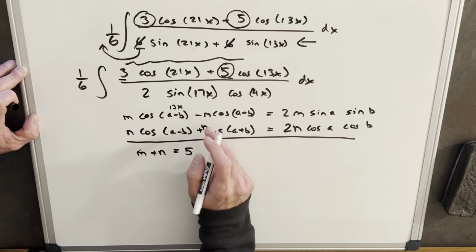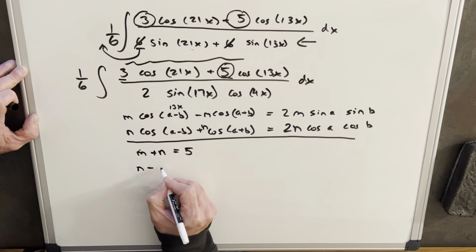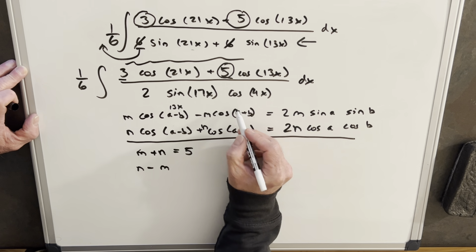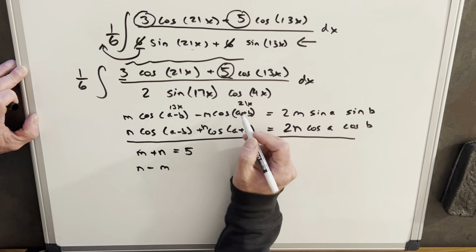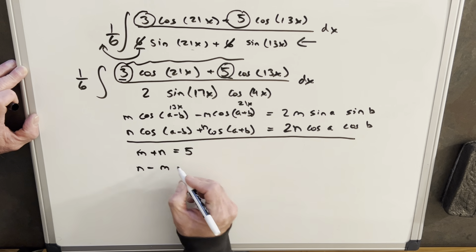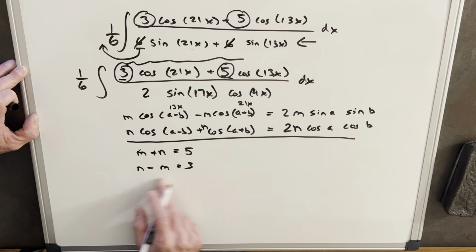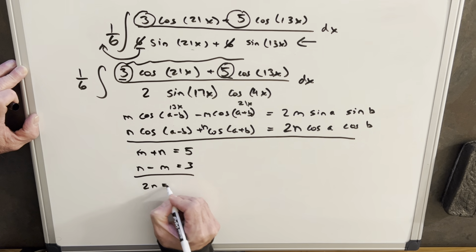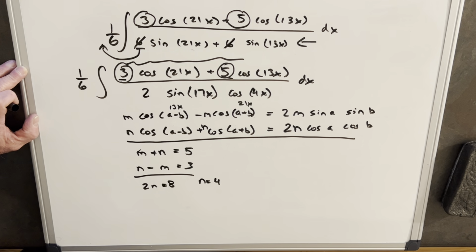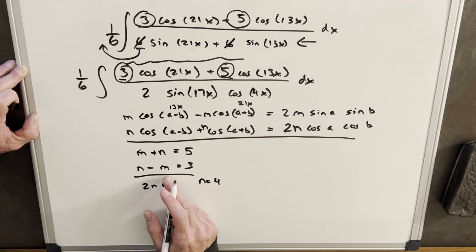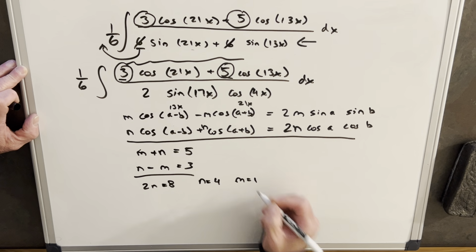And then here, when we add these two together, we're going to have n minus m, and that's going to be the coefficient on our 21x term, a plus b being 21x. That coefficient is 3. So again, we just get a simple system of two equations, two unknowns. Let's see, if we add these together, we'll have 2n equals 8, so our n value is going to be 4. And then just by inspection, we can see that m must be 1.